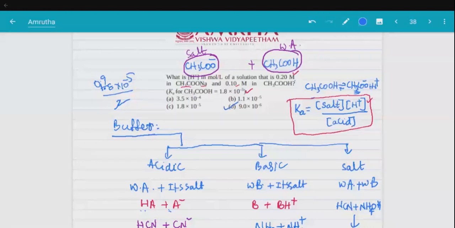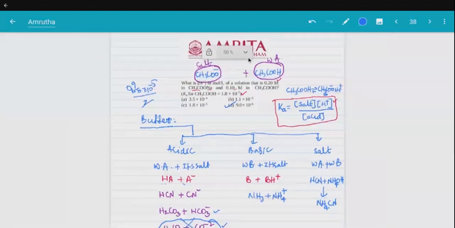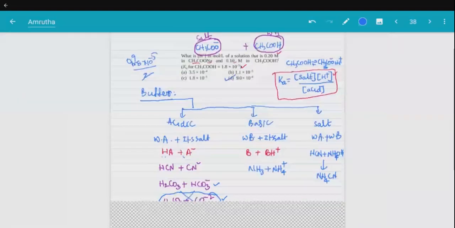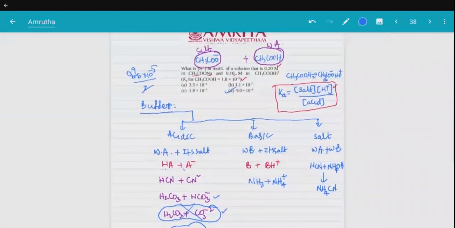Yes. I hope everybody understood, right? Yes. So, if you are able to solve one question, it means you should be able to understand each and every point in that theory also. Okay.